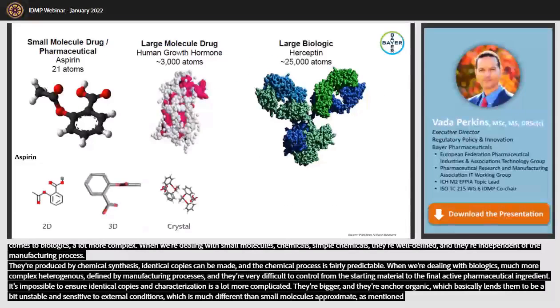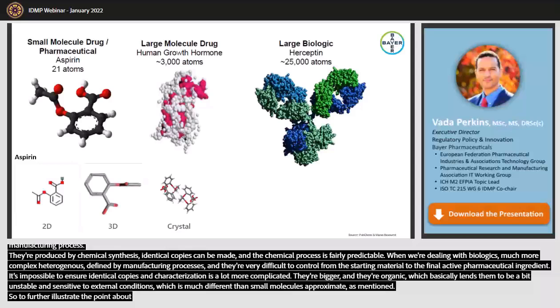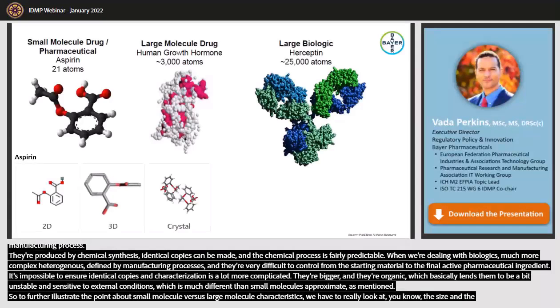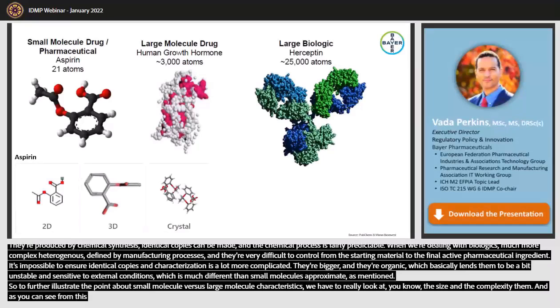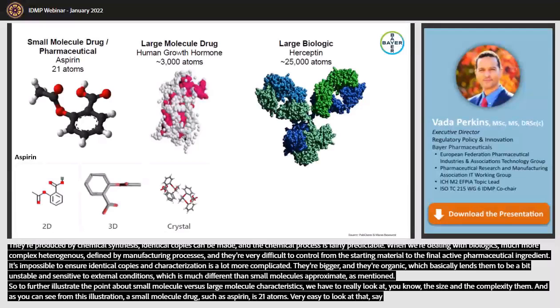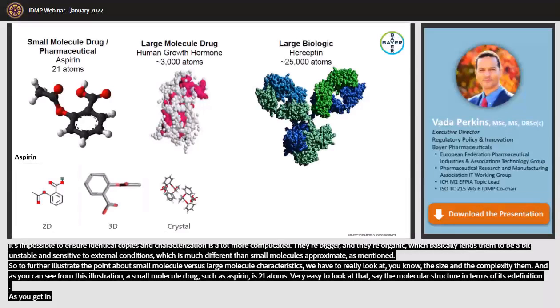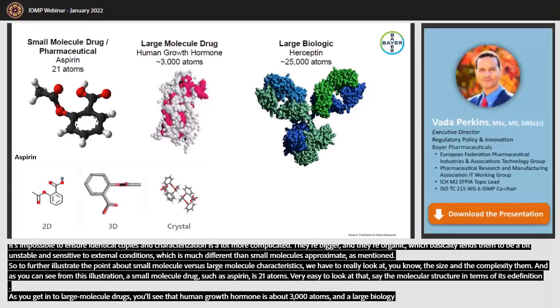So to further illustrate the point about small molecule versus large molecule characteristics, we have to really look at the size and the complexity of them. As you can see from this illustration, a small molecule drug such as aspirin is 21 atoms. Very easy to look at that, say the molecular structure in terms of its definition. As you get into large molecule drugs, you'll see that human growth hormone is about 3,000 atoms, and a large biologic like Herceptin is 25,000 atoms.